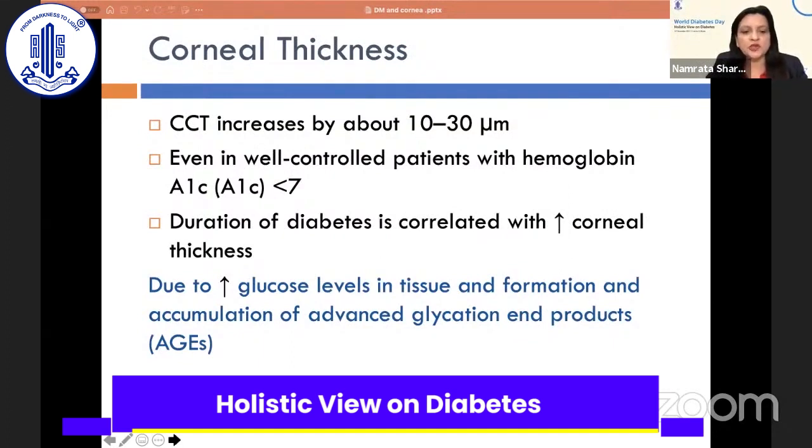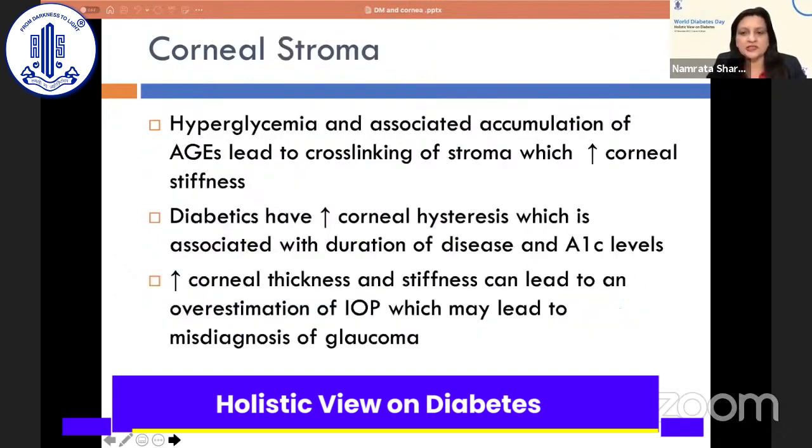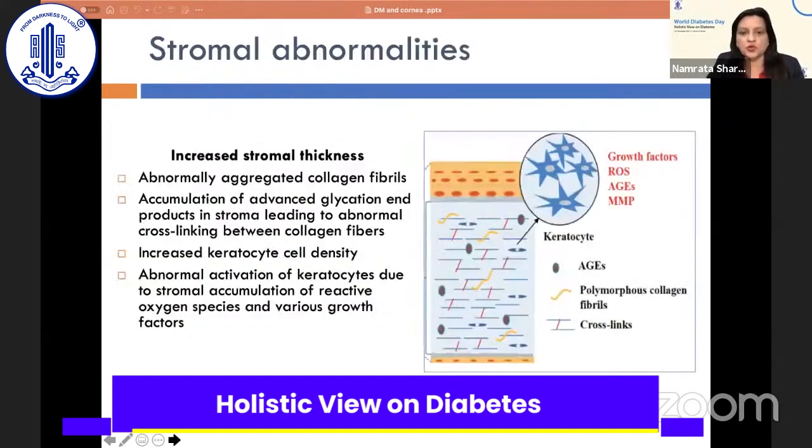Now, because of the accumulation of the advanced glycation end products, there are two effects. One is the corneal thickness would increase even in well-controlled patients where the glycosylated hemoglobin was less than 7, and duration of diabetes can be correlated with increase in the corneal thickness. Now, in the corneal stroma, again, the biomechanics become stiffer, which is expected because of the accumulation of these glycation products. And because of this, I'm sure Dr. Pandav is going to be talking about it, there may be an overestimation of intraocular pressure, which may lead to a misdiagnosis of glaucoma.